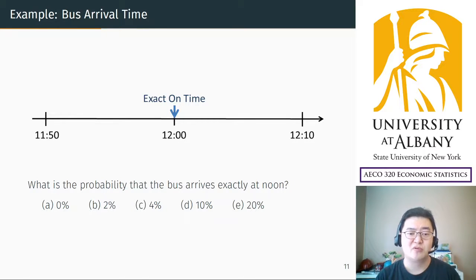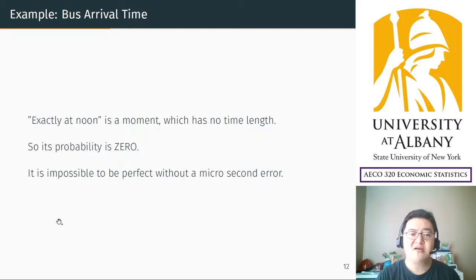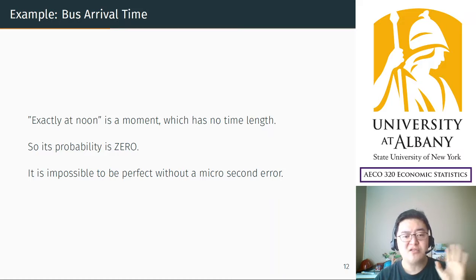Following the same approach, what is the probability that the bus arrives exactly on time? Exactly at noon. It was supposed to come at noon. Then what is that probability? Think about this. The answer to this question is 0%. The answer is 0. Because when I say exactly at noon, it means it's one moment. It's just one point in the timeline. So it has no length. A point has no length.